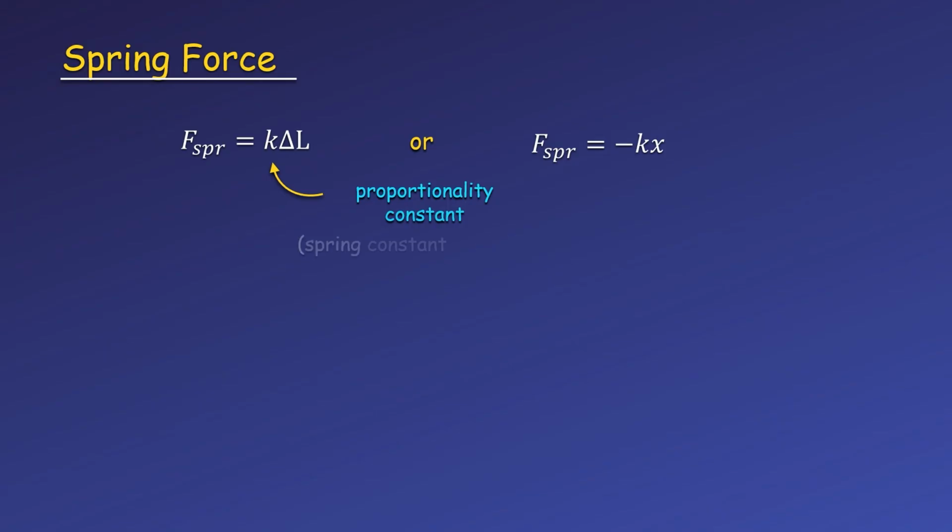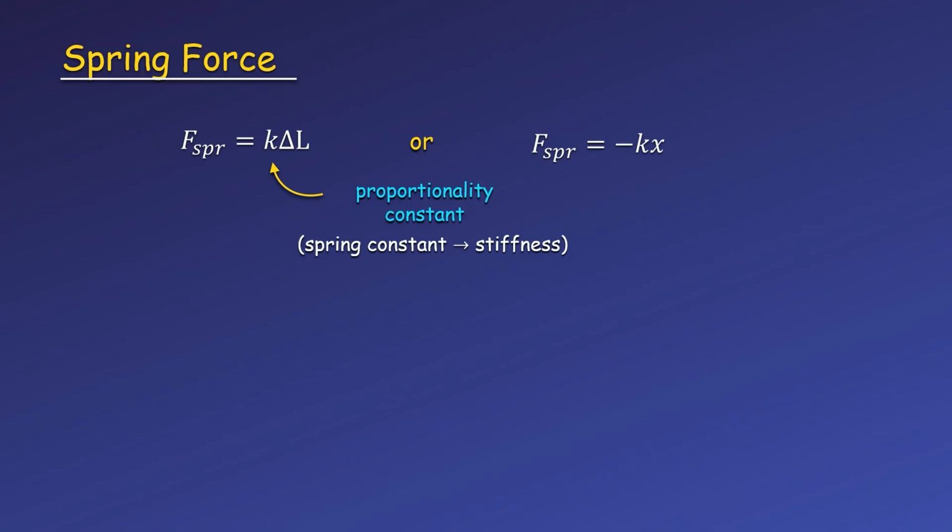Now let's move on to forces which have formulas. We'll start with the spring force. The spring force is sometimes written in different ways. The first way is k times delta L. Here, k is a proportionality constant, and delta L is the displacement of the spring, or how much it is stretched from equilibrium. This proportionality constant just means that the force is proportional to how much the spring is stretched or compressed. The spring constant represents the stiffness of the spring and has units of newtons per meter.